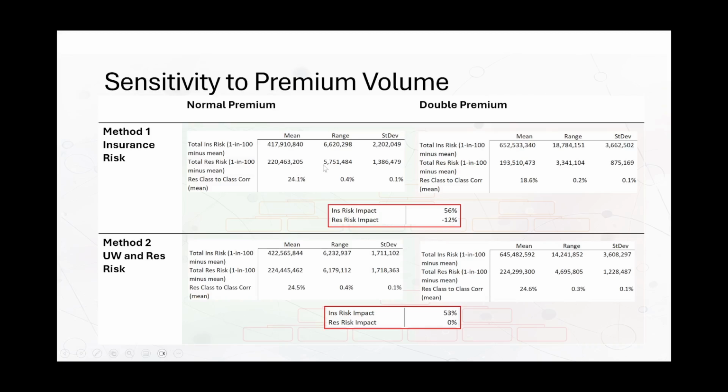So we can see that these models were reasonably well calibrated to match in terms of these key metrics. As we compare method 1 and method 2, under the normal premium assumptions, the insurance risk stress around 420 million is pretty much the same in both models, and the reserve risk stress similarly around 220 million is quite consistent, and we're achieving a similar average class-to-class correlation strength for the reserve risk distributions at around 24%.